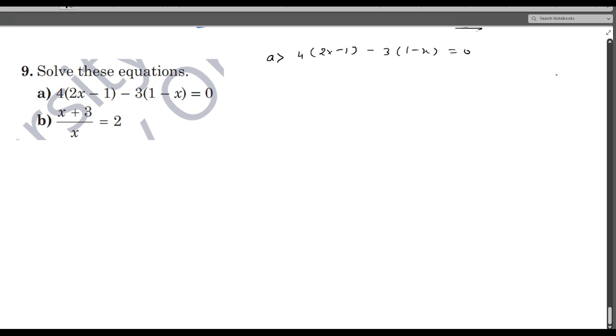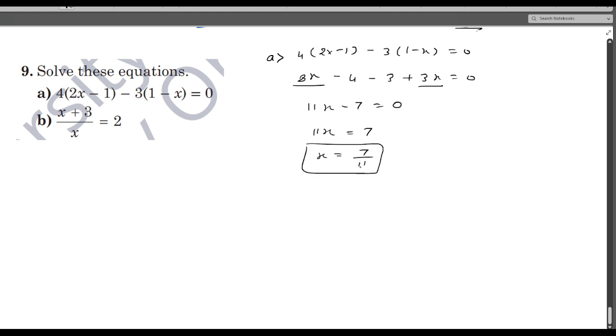And okay, first part A we will solve. So we will open the bracket. So 4 times 2x is what? 8x minus 4 minus 3 minus minus plus 3x is equal to 0. Now this 8x plus 3x, it is 11x minus 4 minus 3 is minus 7 is equal to 0. So that gives you 11x is equal to 7, x is equal to 7 divided by 11. Okay, so not much difficult, right?